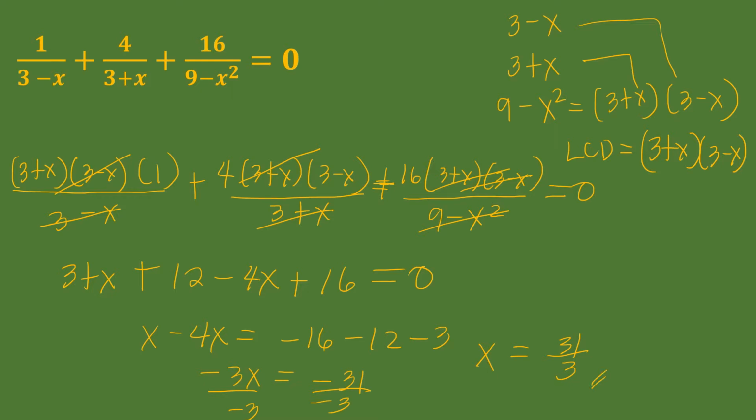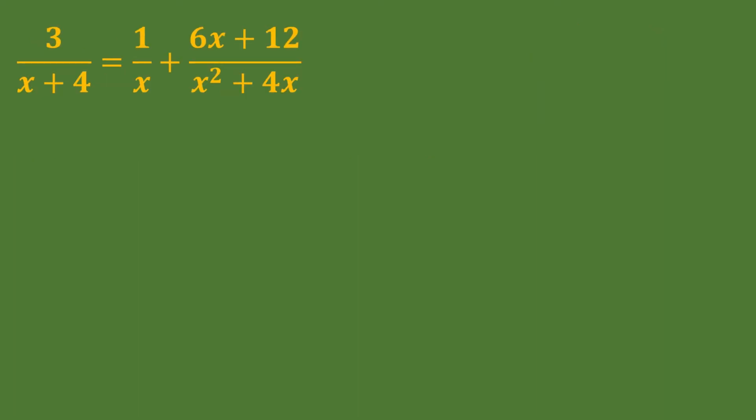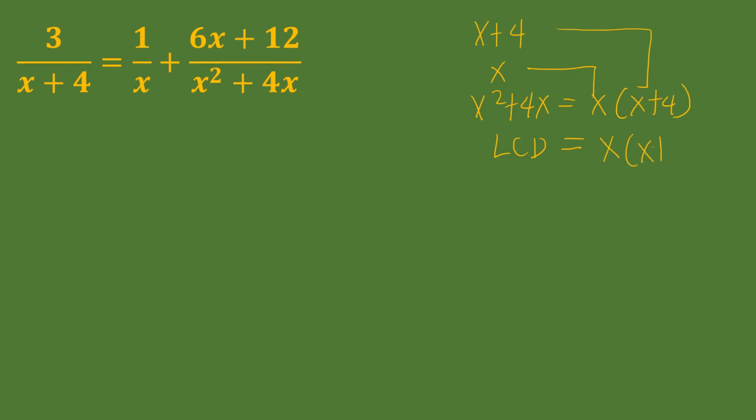Okay? Next, again, identify your denominators. So we will have x plus 4. What else? We have your x and your x squared plus 4x. Note that x squared plus 4x is the same as x times x plus 4. So we have now a pair of x plus 4, a pair of x. So therefore, your least common denominator is simply equal to x times x plus 4.